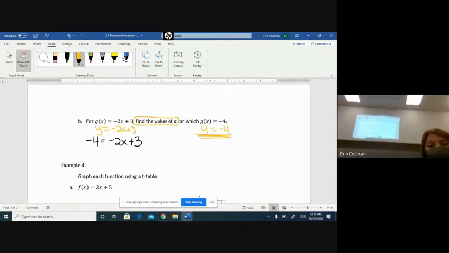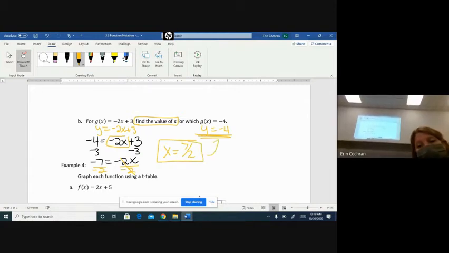Now, what would be the first step to solve for x? Subtract the 3, good. So what's negative 4 minus 3? Negative 7 equals negative 2x. And then how do I get rid of the negative 2? Divide it. And can I divide negative 7 by negative 2? No, but two negatives make a positive. So we have x equals 7 over 2 when y is negative 4. Okay. All right, any questions with that so far?